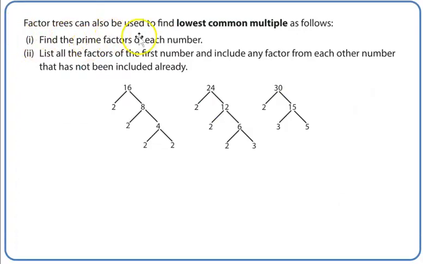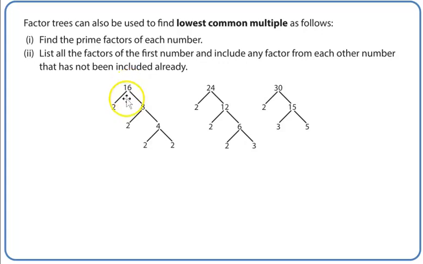Factor trees can also be used to find lowest common multiple as follows. Step 1. Find the prime factors of each number. Step 2. List all the factors of the first number and include any factor from each other number that has not been included already. So let's say we want to find the lowest common multiple of 16, 24, and 30. So you can do it in the list method that we did in previous examples. It would just take a lot longer.